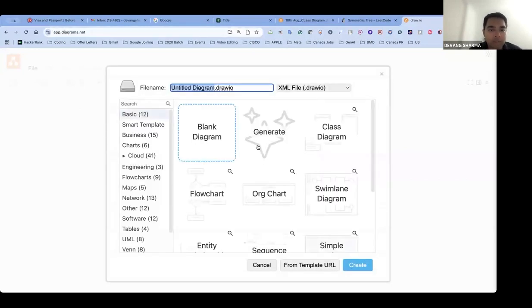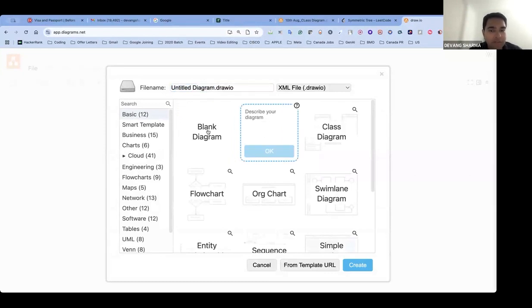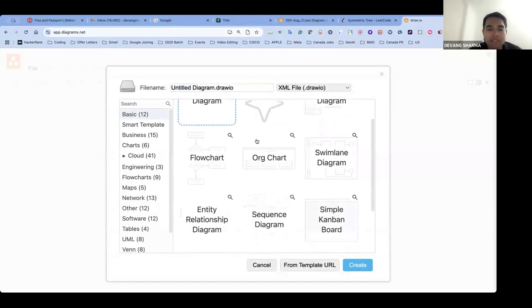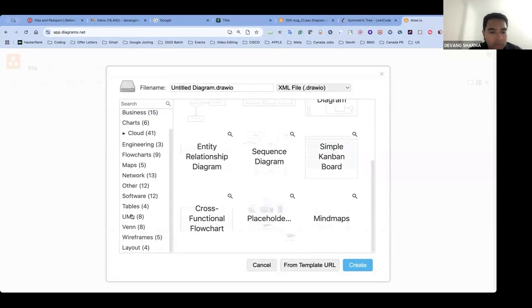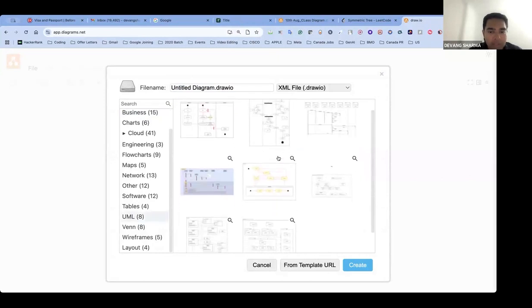So I'll click on create new diagram. In that, you'll find multiple things. You'll have a blank diagram, and you have a generate feature, so you can describe the diagram and they can generate it using generative AI. There's a class diagram, flow chart, organization chart, simulation diagram, entity relation, sequence diagram, all of this. Okay. If you look at the UML part, they have multiple UML diagrams associated.